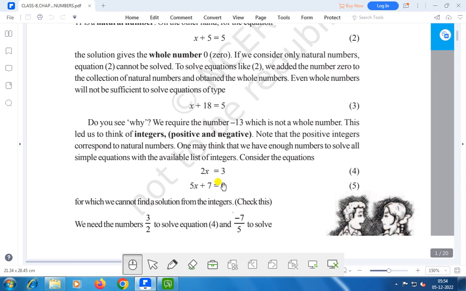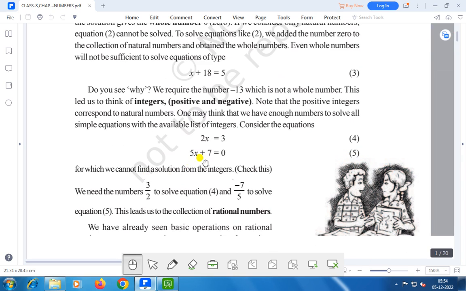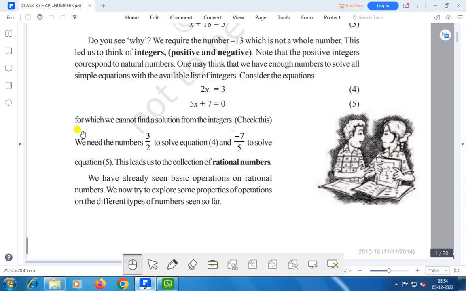One may think that we have enough numbers to solve all simple equations with the available list of integers. Consider the equations 2x is equal to 3 and 5x plus 7 is equal to 0, for which we cannot find a solution from the integers. We need the number 3 by 2 to solve equation 4 and minus 7 by 5 to solve equation 5. This leads to the collection of rational numbers.